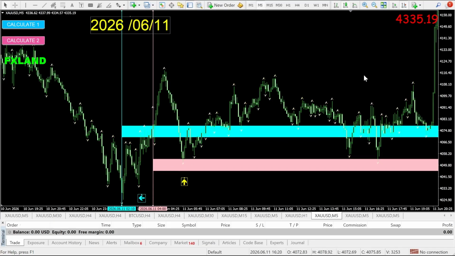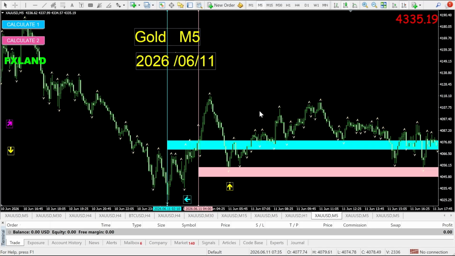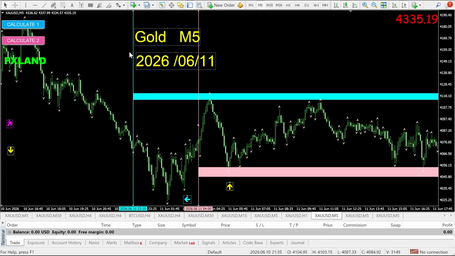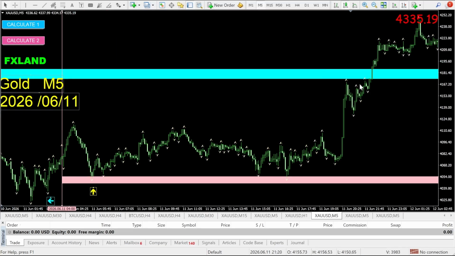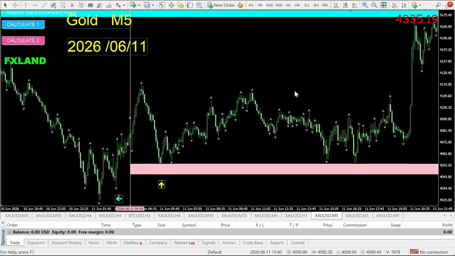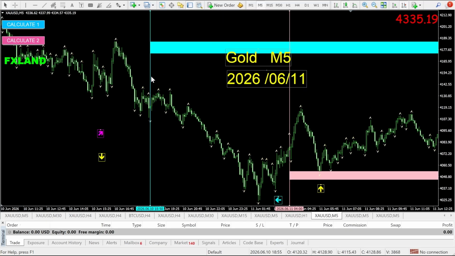Now let's talk about profit targets. After entering a buy position from the pink box, our targets are calculated using previous market lows on the same time frame. By analyzing these previous lows, the Smart FXLand indicator helps identify potential upside targets and profit-taking levels. This is the first target, this is the second target, and additional targets can be calculated in exactly the same way as the trend continues to develop.